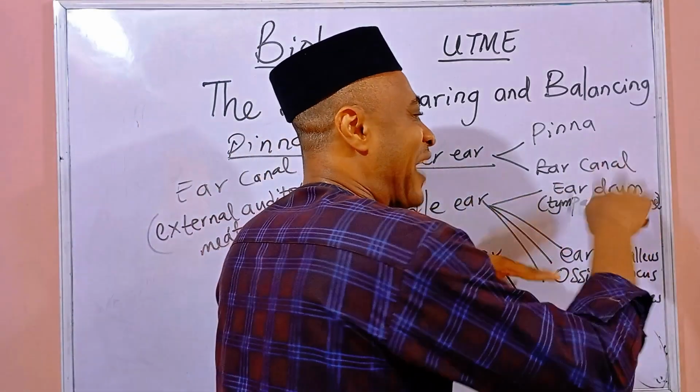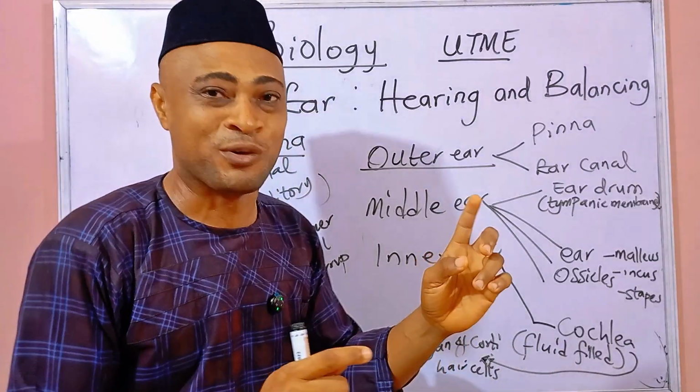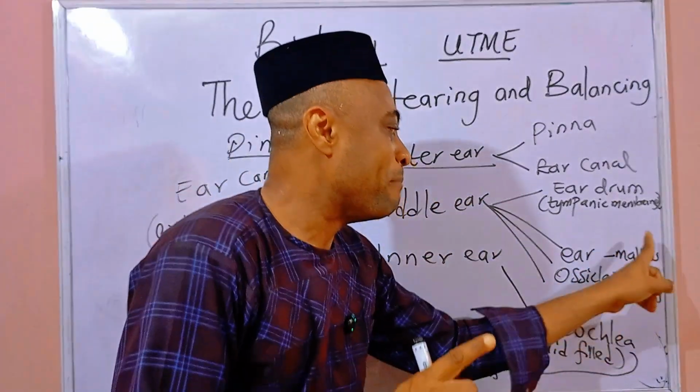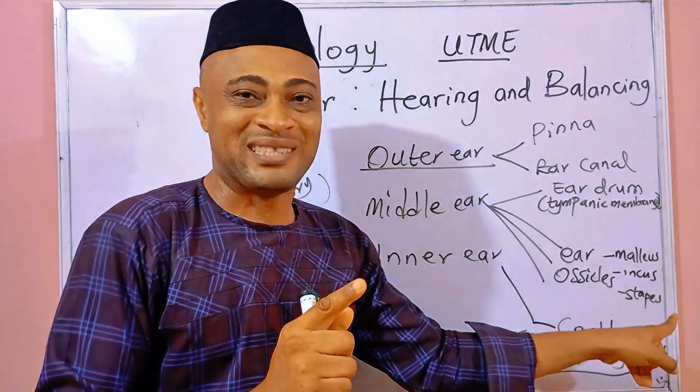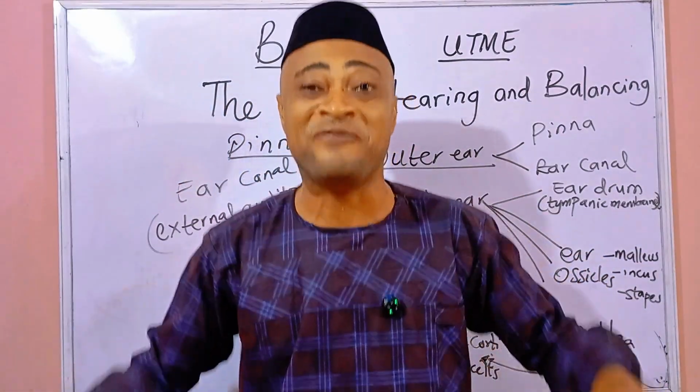Now, as the sound is vibrating on the eardrum, the sound passes directly to what? To the ear ossicles. And it will pass in this form: malleus, the incus, before it gets to the stapes. Now, please take note, the function of these ear ossicles is what? It will amplify the sound.